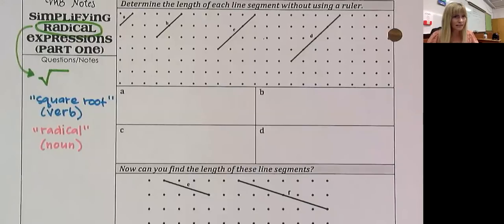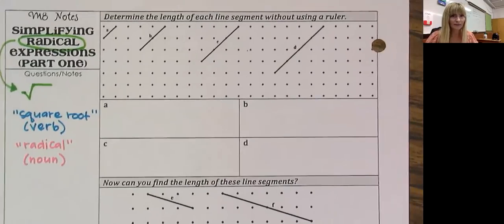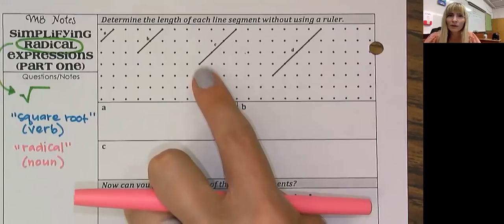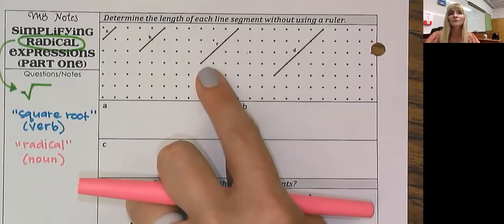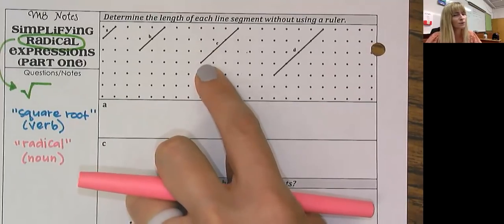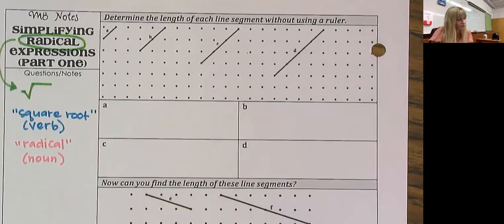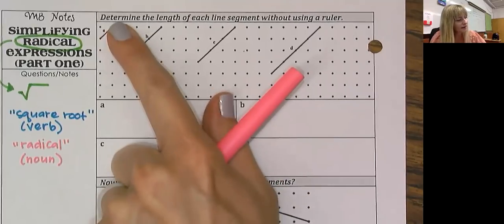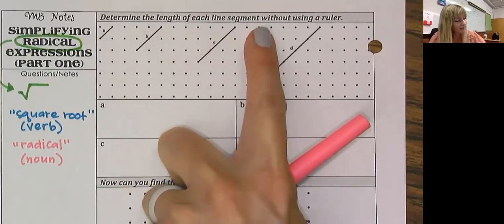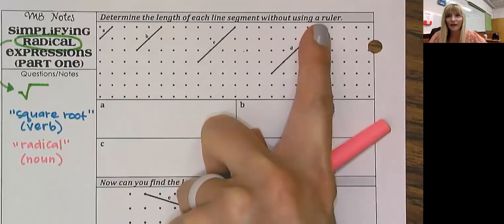So let's take it back to a visual for just a second. Let's come over here. Take your brain back to that first week where you got to work with squares, and I know you loved it and had so much fun with those squares. Some of you that's true for, some of you it's not. It's okay, I'm gonna take you through this. This says determine the length of each line segment without using a ruler.